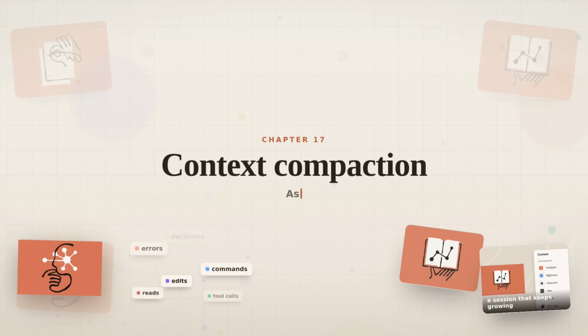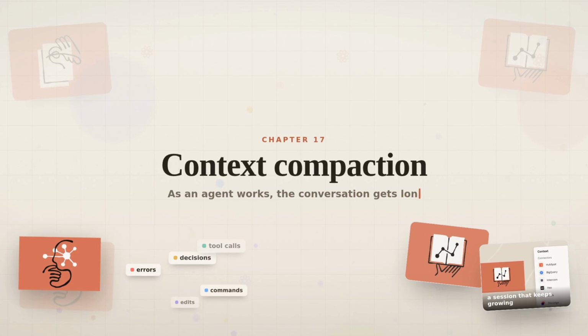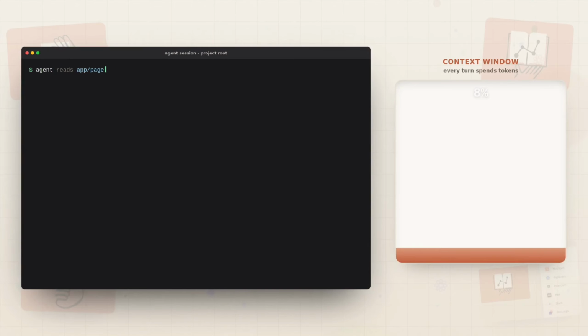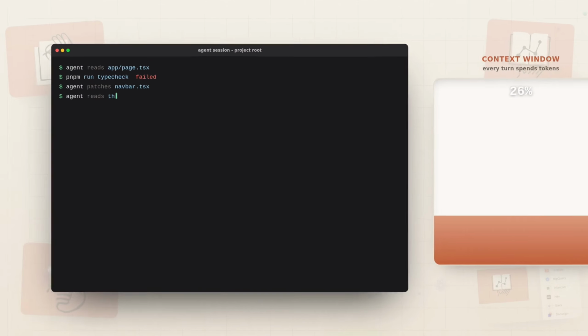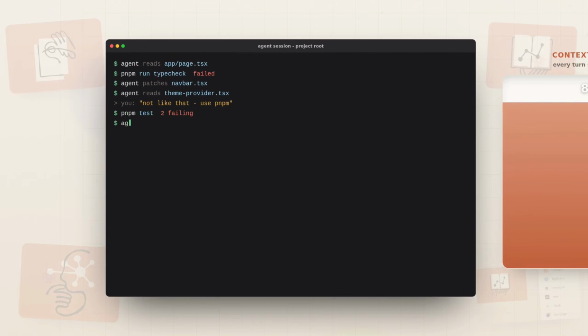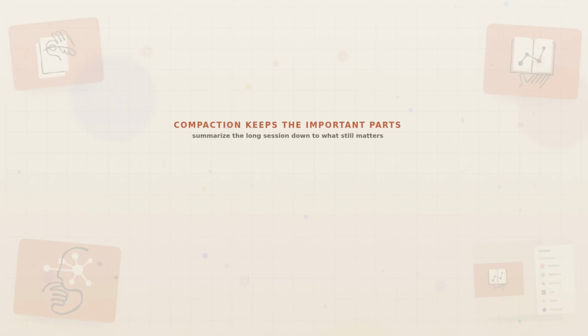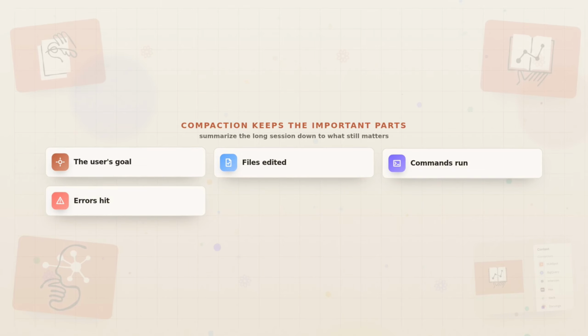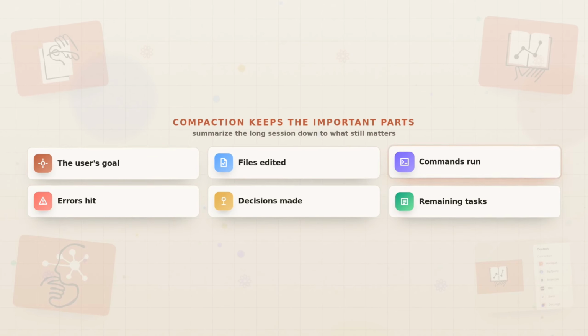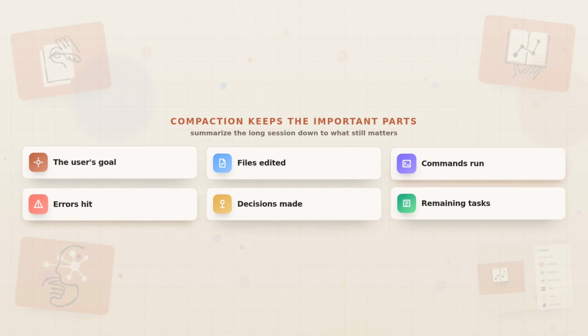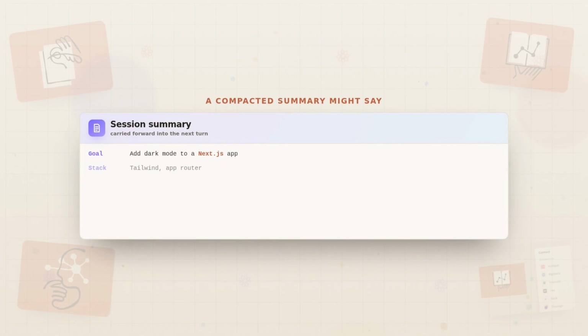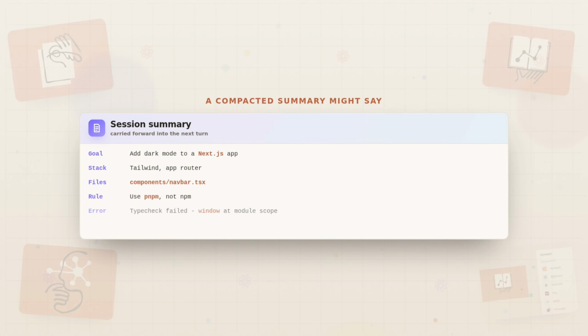As an agent works, the conversation gets long. It reads files, runs commands, hits errors, applies patches. You correct it, it tries again, and all of that eats tokens. Eventually, the context window starts filling up. So systems do something called compaction. Take the long session and summarize the important parts: the goal, the files edited, the commands run, the current plan, what not to do. That keeps it alive instead of dying or getting too expensive.